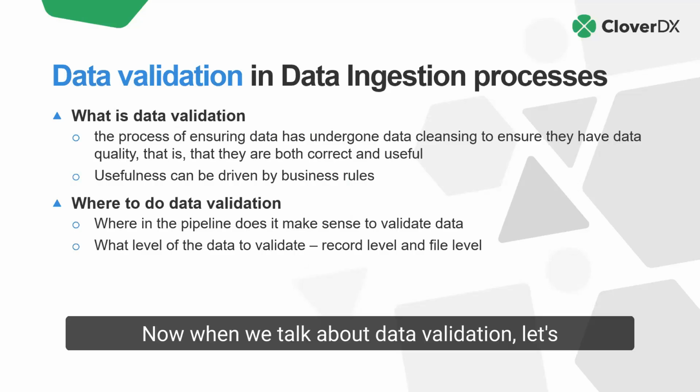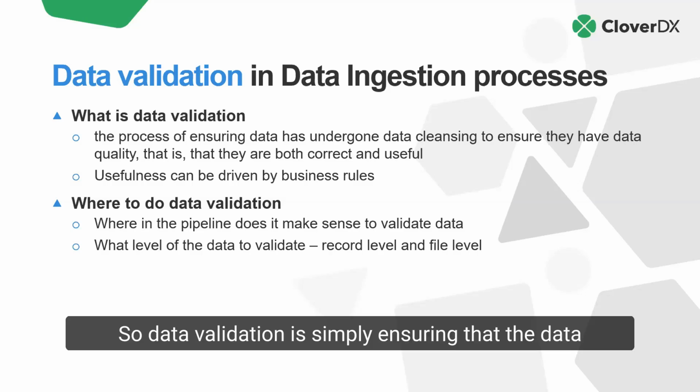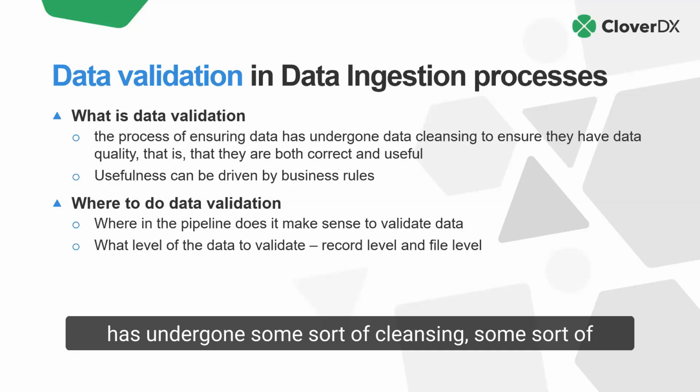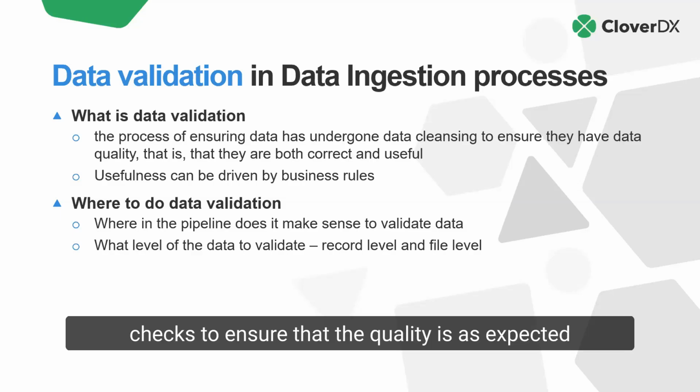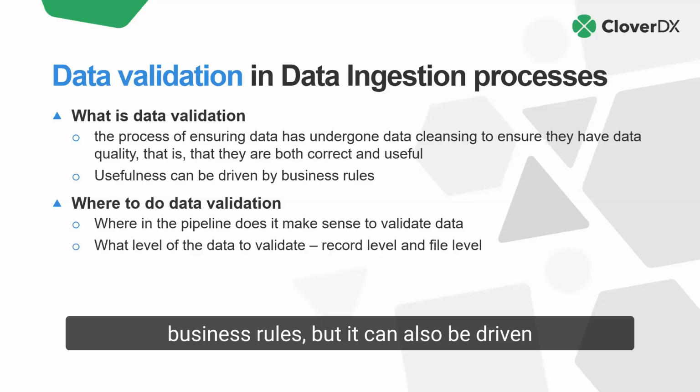Now, when we talk about data validation, let's talk about the basics of it. What is data validation? Data validation is simply ensuring that the data has undergone some sort of cleansing, some sort of checks to ensure that the quality is as expected, and that it's both correct and useful. And usefulness can be driven by business rules, but it can also be driven by statistical analysis, those sorts of things.